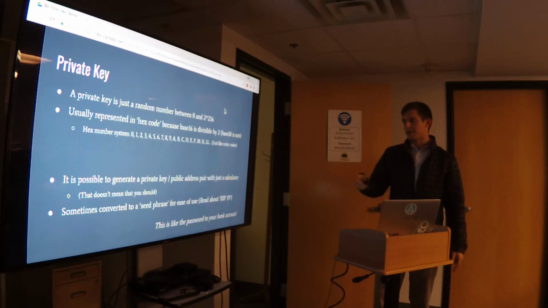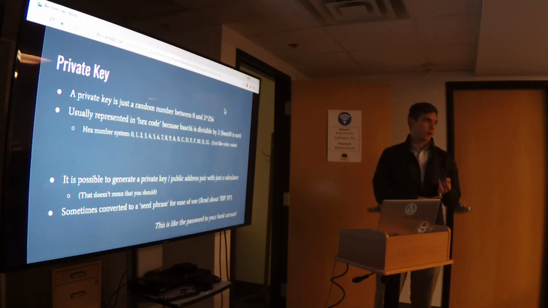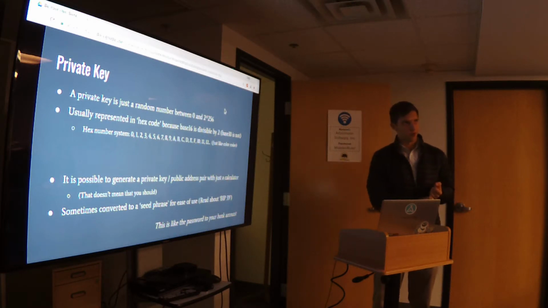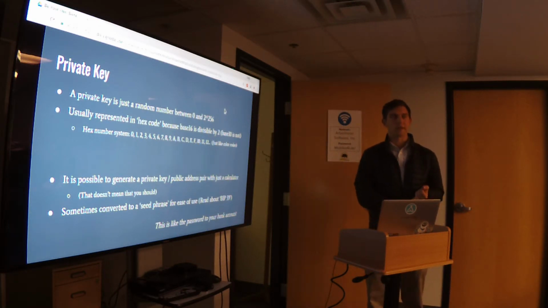I wouldn't recommend it. Or you could also use software on a computer, which opens you up to some vulnerabilities if you're not careful, right? You can use a web page, which opens you up to even more vulnerabilities, but a lot of people still do it.